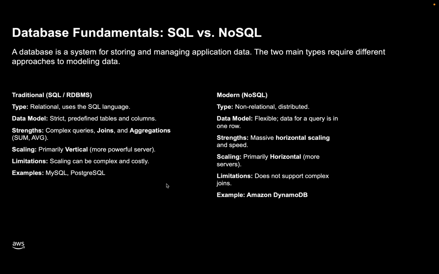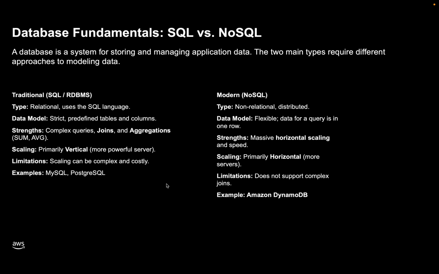Let's understand what a database is. A database is a system, a physical machine, which is used to store application data, or user data, or any data in a device. So a database is a system for storing and managing application data, and we have two different approaches to modeling the data. One is a SQL database, which is a relational database management system, and the other one is the modern database, NoSQL, which is DynamoDB.